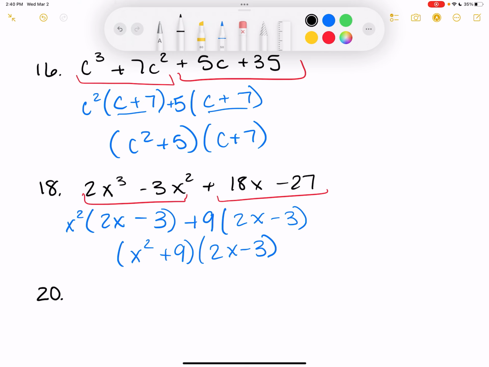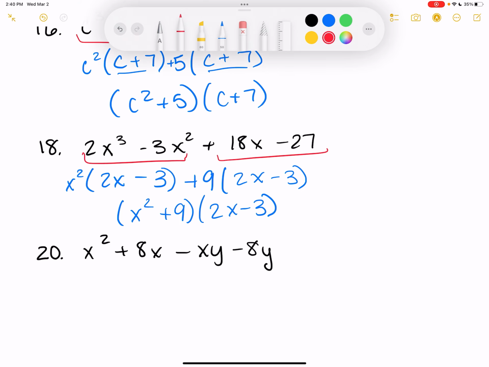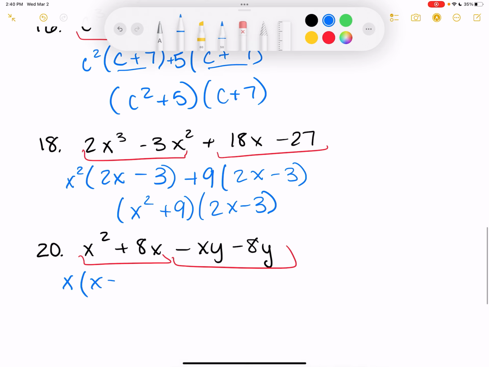Alright, 20. x squared plus 8x minus xy minus 8y. I can take out an x, and what does that leave me with? x plus 8. Then negative y leaves you with x plus 8. So the answer is x minus y times x plus 8.